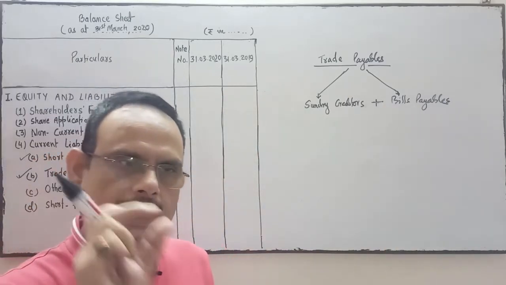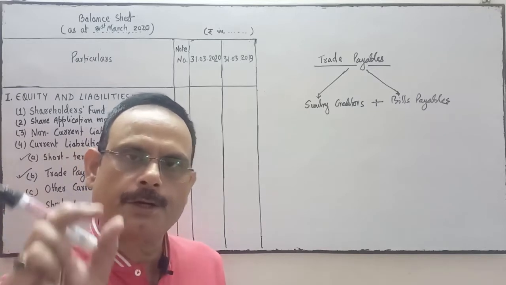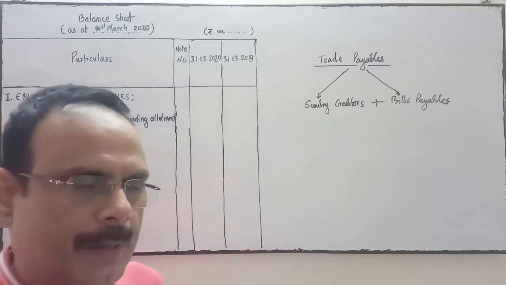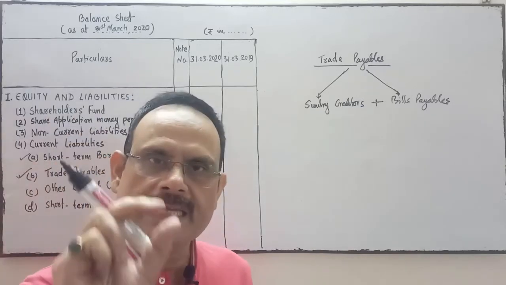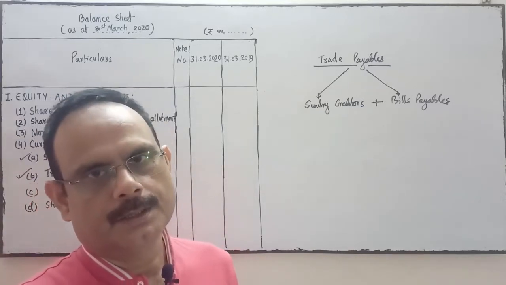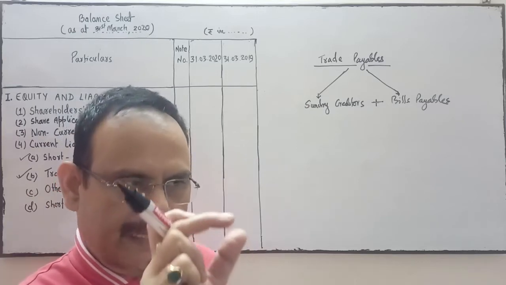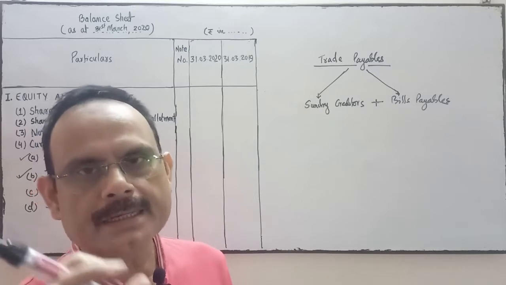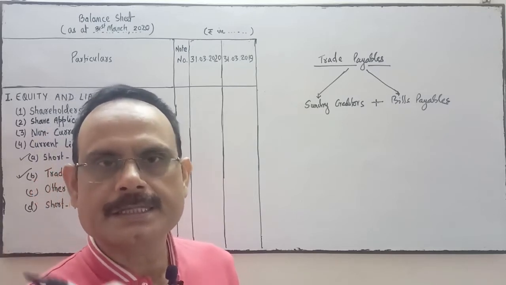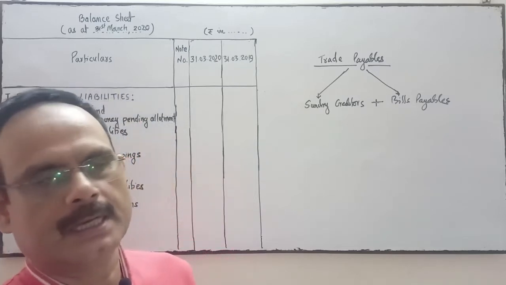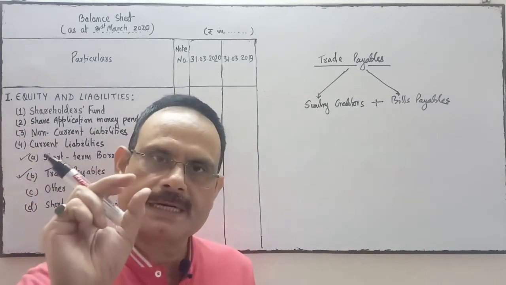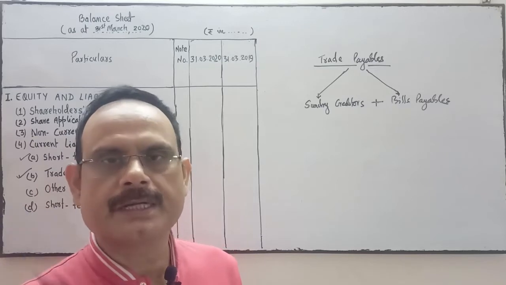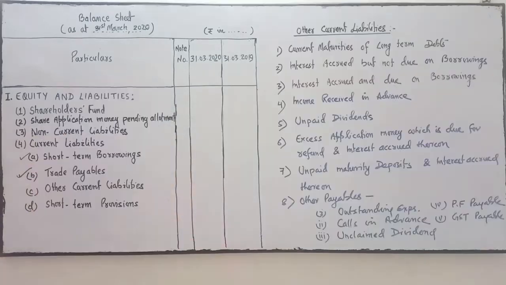So when the company purchases the raw material or goods from the supplier on credit and whose payment will be done by the company within 12 months from the balance sheet date, then that comes under the current liability under the subheading trade payables. And in trade payables, both sundry creditors and bills payable come under the trade payables.